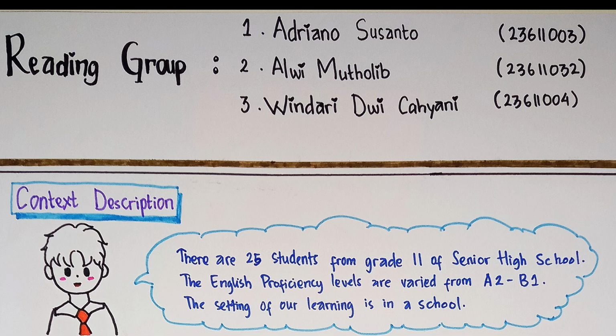We make a scenario where our learners have a total of 25 students from grade 11 of senior high school. Their English proficiency levels range from A2 to B1. These mean that the students have different English levels of ability. Some students are still learning the basic vocabulary and grammar, while others are already able to understand text more independently.